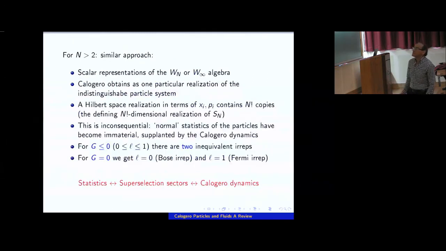Well, for n equal 2, similar things happen, no reason to dwell on it. If g is less than 0, there are two inequivalent representations of, although the Casimir has the same value, it corresponds to two inequivalent representations of SL(2,R). So everything works exactly as I told you before. For g equals 0, you have two of those inequivalent representations corresponding to Bose or Fermi. And so we end up with a grand idea that statistics, corresponding to superselection sectors of the system in terms of their permutation group, is directly related to Calogero dynamics.